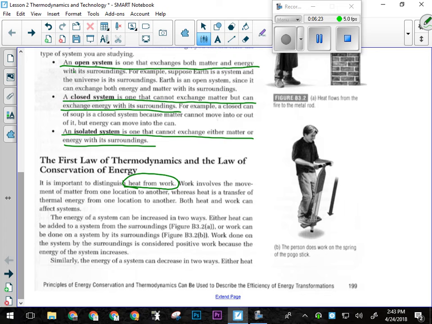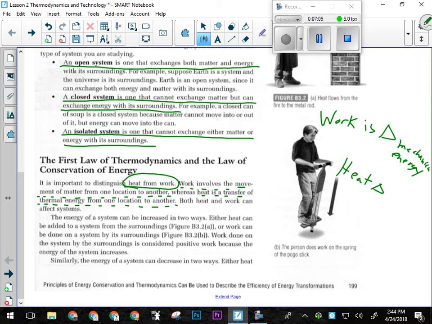Heat and work are both transfers of energy. And I think I said this the first day too. Okay? Heat and work are both transfers of energy. Work is a transfer of mechanical energy, and so as a result, involves the movement of matter from one location to another. Whereas heat is a transfer of thermal energy from one location to another. Okay? So we can write it like this, shorthand here. Work is a change in, so delta means change, mechanical energy. Whereas heat is a change in thermal energy.